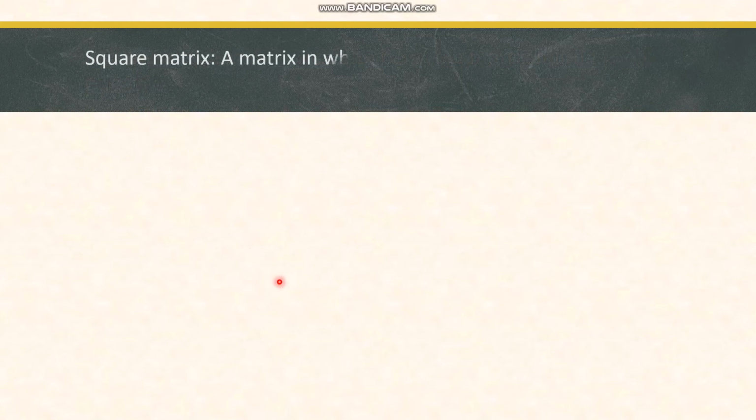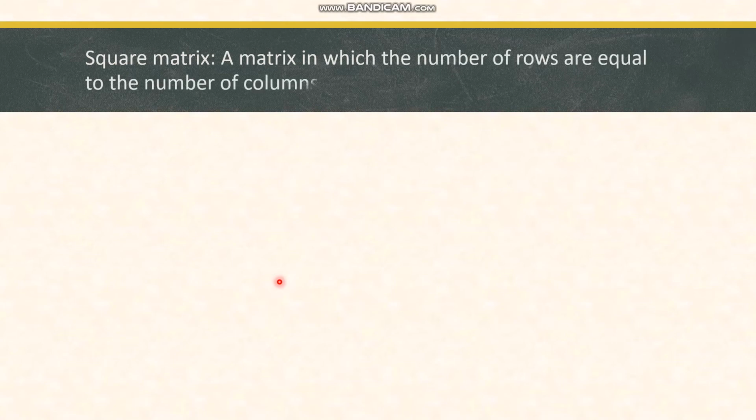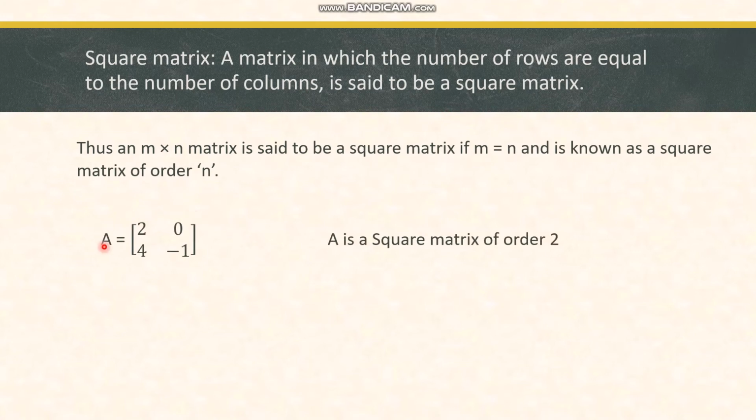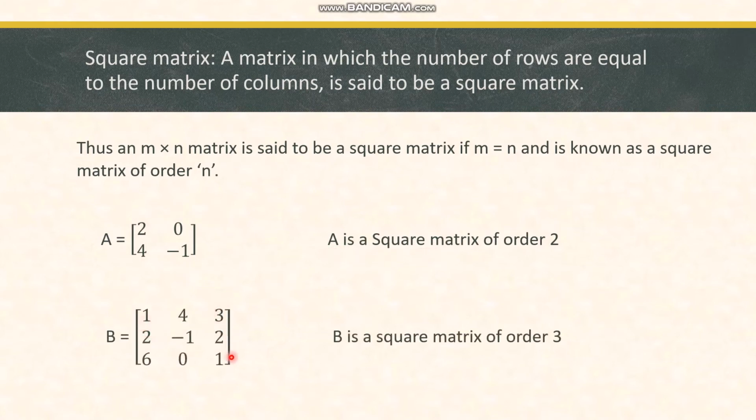Third one is the square matrix, a matrix in which the number of rows is equal to the number of columns. That kind of matrix is a square matrix. An m cross n matrix having m equal to n is a square matrix, and it is usually called a matrix of order n. For example, if you see this 2, 0, 4, minus 1, this is a square matrix of order 2. Again, if you see this matrix B, it has 3 rows and 3 columns. So this is a square matrix of order 3.